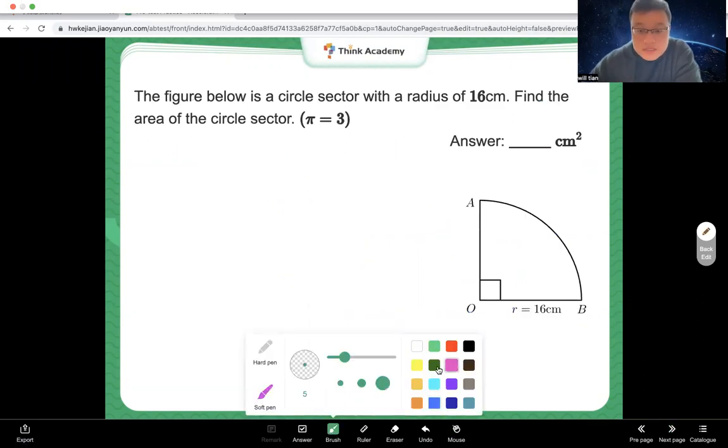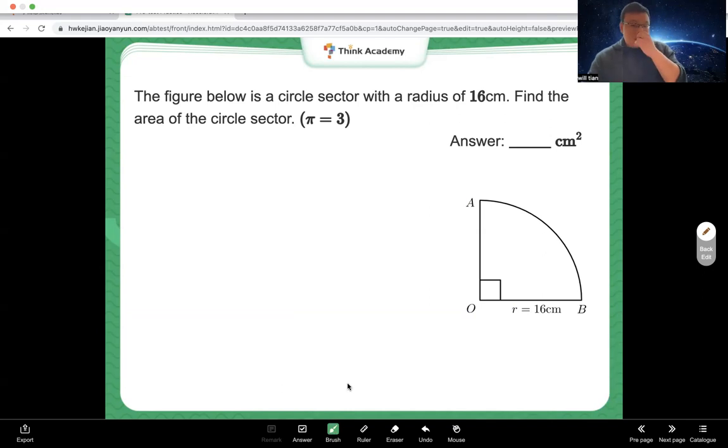So this is about sectors. If you know how to get the area or the perimeter of a circle, you know how to get the sector, because it's just a part of the circle. You just have to make sure what's the fraction of that angle to 360, right? So for this question, it asks what's the area of the circle sector.